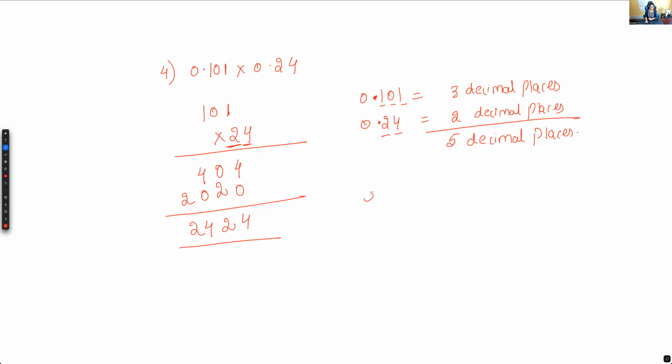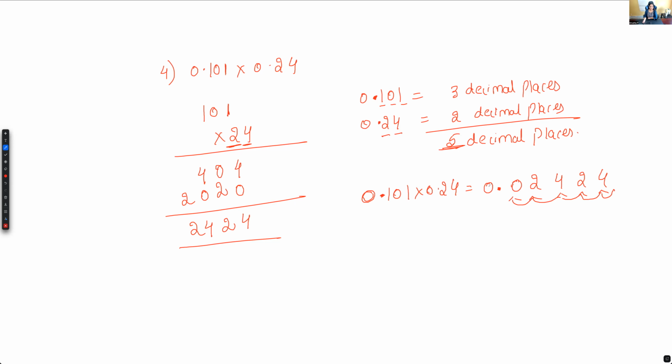So now to write our final answer, this is a little bit important question, because when you do 0.101 times 0.24 with the regular multiplication, we got 2424. But we have only four digits there, and we have to move 5 decimal places. So let's move 1, 2, 3, 4, and 5. But here we don't have any number there, so we will just add a 0 and keep the decimal point, and then we'll keep 0.